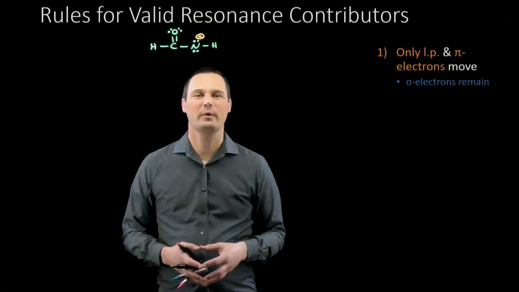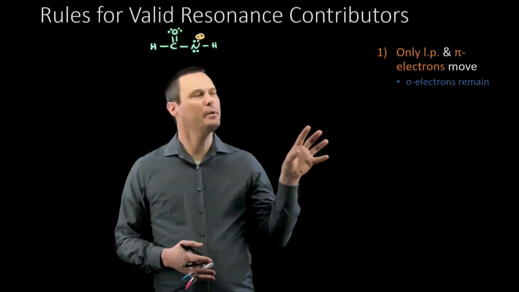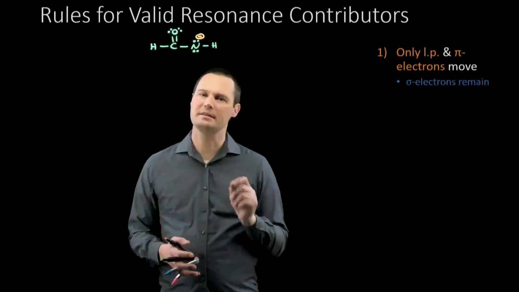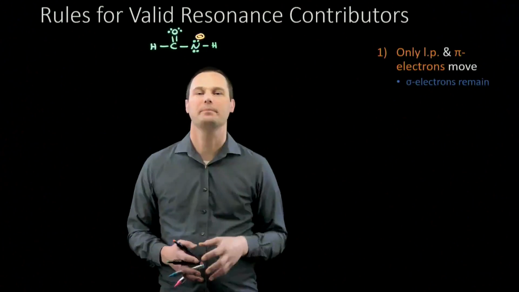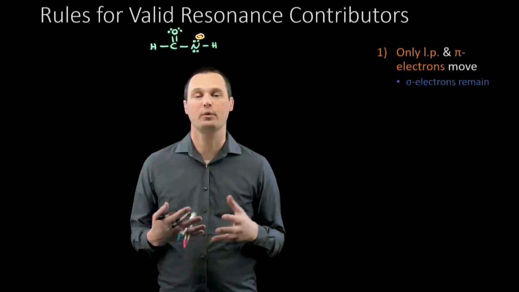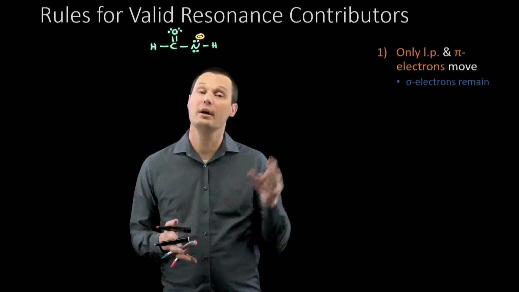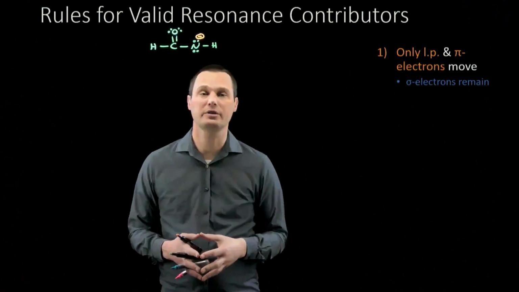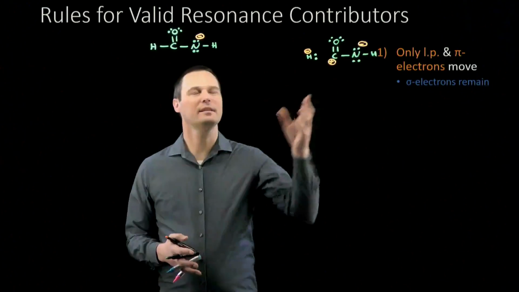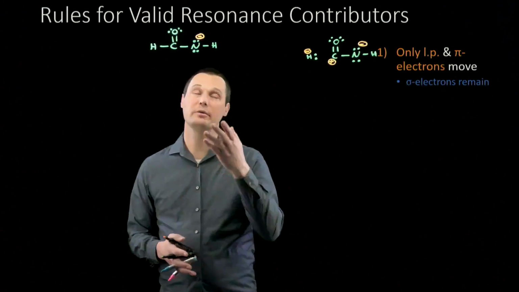The first rule for drawing resonance contributors is that only lone pairs and pi electrons can move, and the sigma bonding network must remain the same. The reason for this has to do with conjugation. Resonance is based off of conjugation. If you're not sure you fully understand conjugation, make sure you watch my video describing conjugation that I'll link to down below. So a structure like this is not a valid resonance contributor for this molecule.